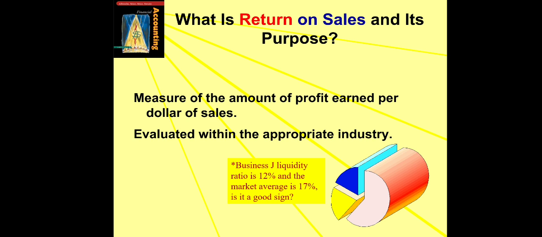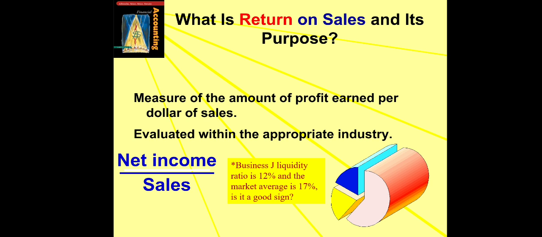Remember, this ratio measures the amount of profit earned per dollar of sales. It is evaluated within the appropriate industry. So this ratio shows if a company makes $1 sales, how much profit the company can get from the sale. Okay, the formula is like this, very easy. The formula is net profit divided by sales.